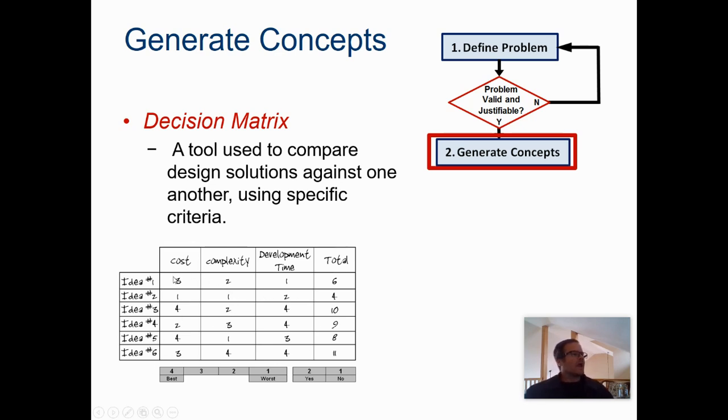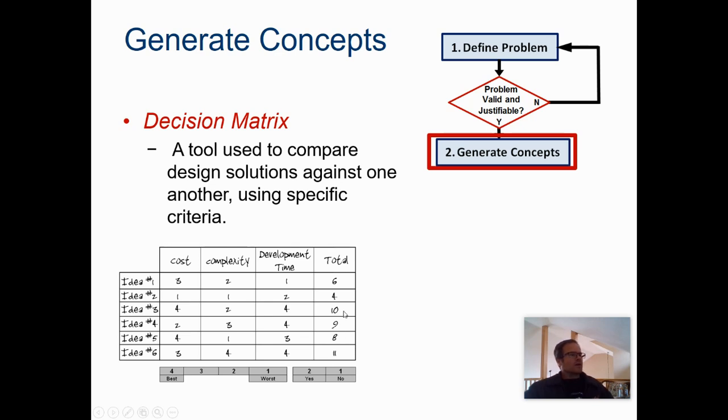Then they wrote them down here. And then they thought, what are my big criteria? What's really important here? And they said cost, complexity, and development time was important. And 1 is the worst, 4 is the best. So which of these ideas would they probably try first and make a prototype and go with it?